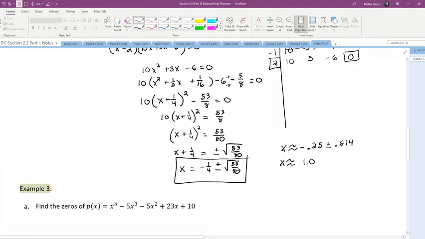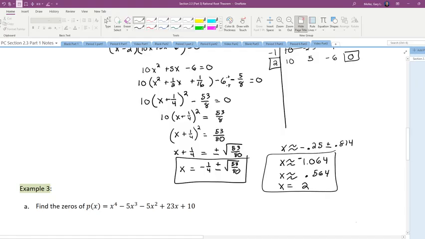1.064, and I get x is approximately equal to, actually that should be negative, excuse me, and then I've got approximately 0.814 minus 0.25, and I get approximately 0.564. All right, so what are my zeros? X equals 2, and then I've got these two numbers.